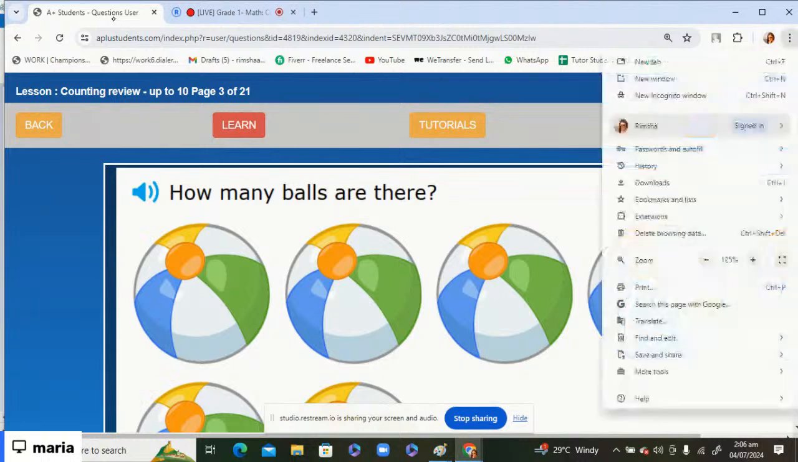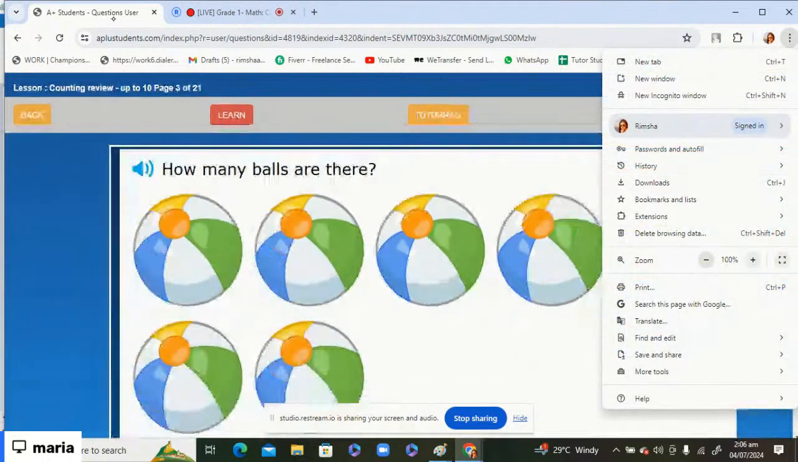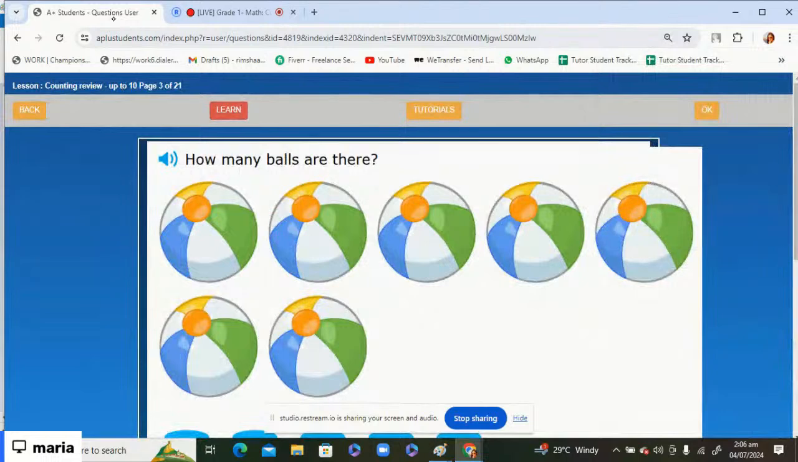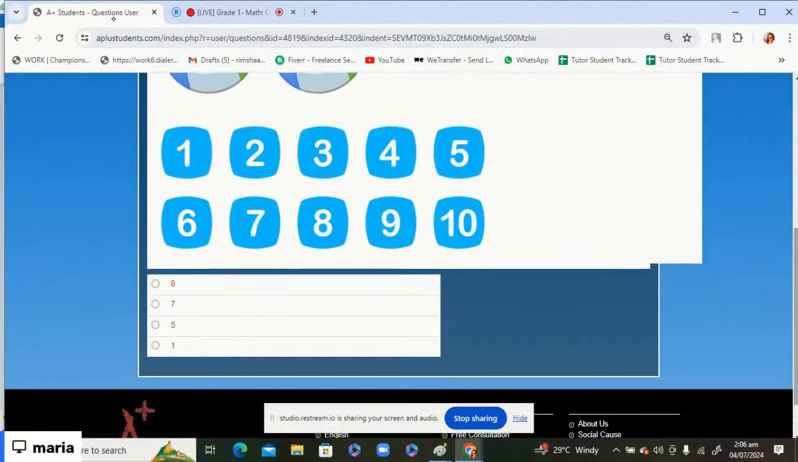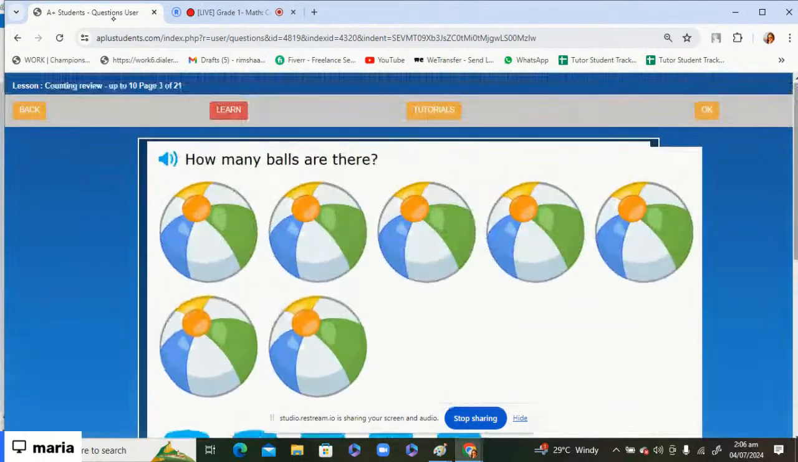Now let's count it. Just give me a second. Okay, so how many balls are there? So now you guys count it and then tell me. This is so easy. It's one. Count with me. Two, three, four, five, six, and it's seven. Yes, total are seven. So here is the seven. So we go with that one.